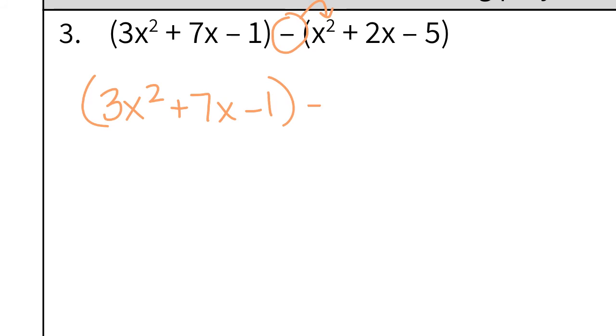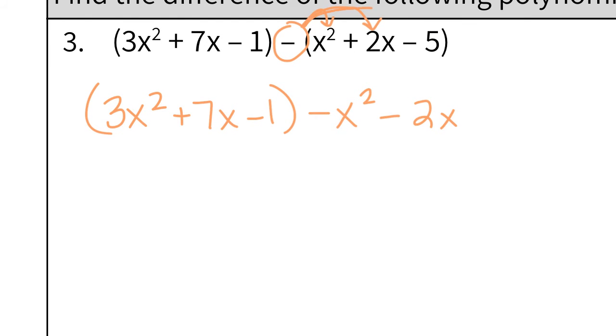But now we're going to get this negative sign and distribute it. So this would become negative x squared. And then when I distribute it to the next one, it's going to be negative 2x. And then when I distribute it to the last one, be careful here, a negative times a negative makes it positive. So that's going to turn into plus 5. So now that we distributed that negative sign, now we can add them. We can treat it like addition.